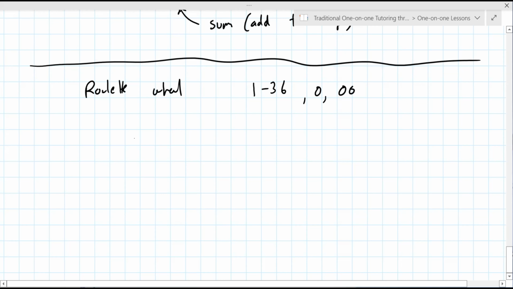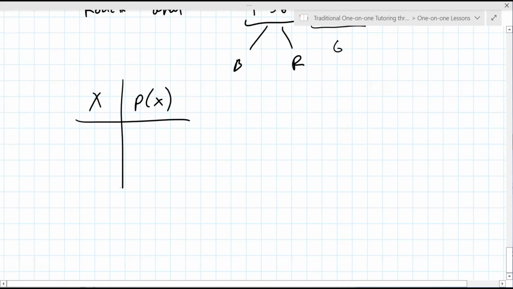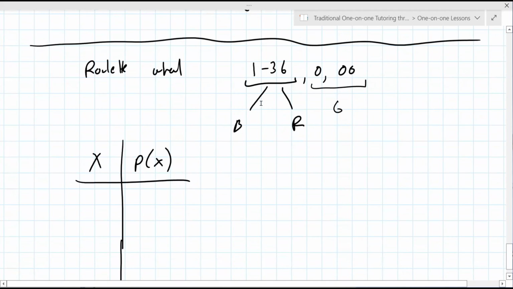Half of these are black and half of these are red. So the probability of black or red is not really 50% because you've got these two other ones, they're actually green. And in terms of your X and your probability of X, when you go to a casino and want to play roulette and think, oh, I'll just bet black or red, you're going to see what the problem is.